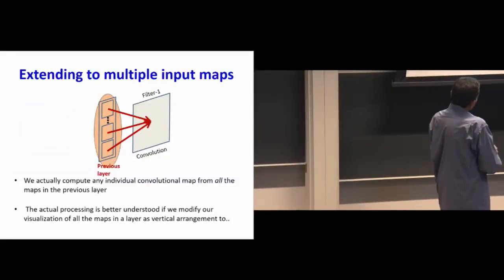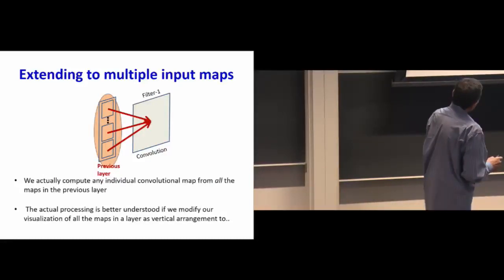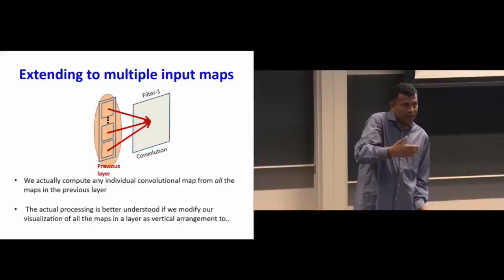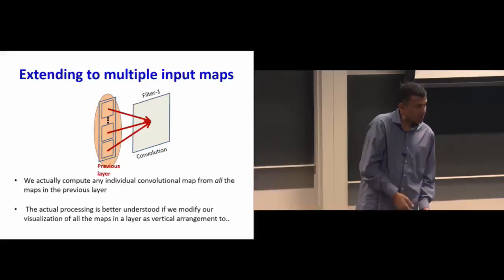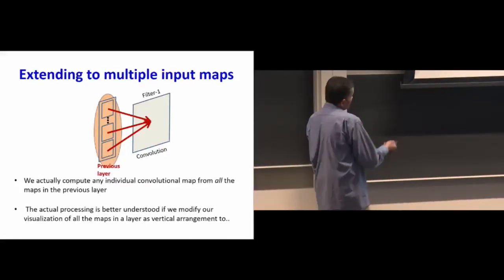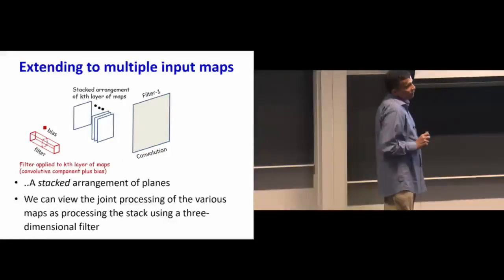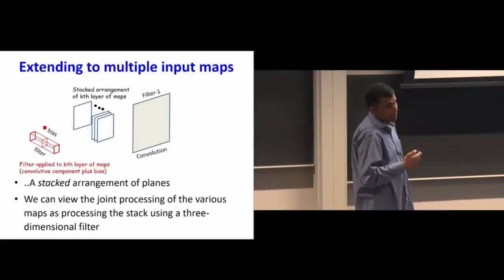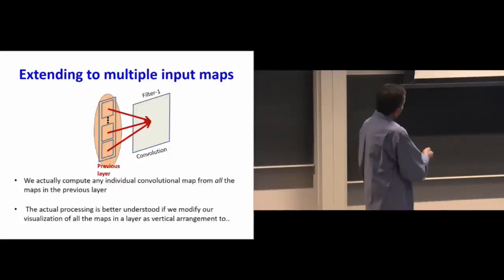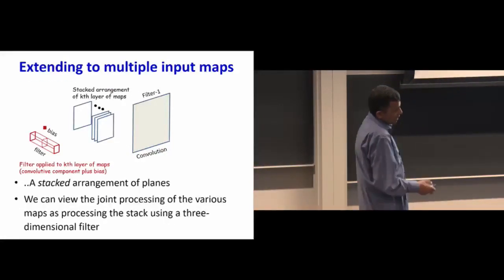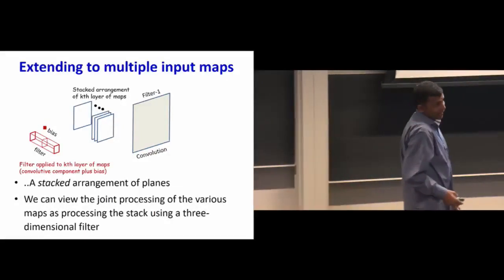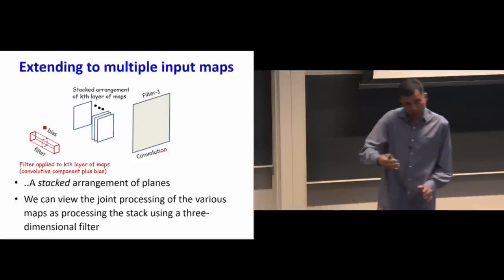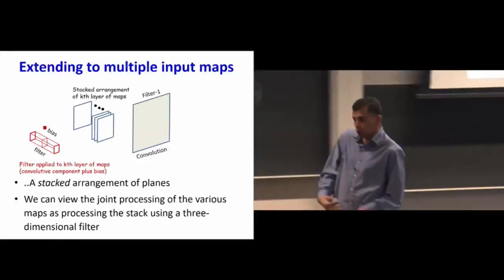So the actual processing is better understood now, because I'm arranging all of these one below the other, and that processing is sometimes not very clear to interpret. So this is a different illustration that is visually more meaningful. Instead of showing all of these one below the other, I can arrange them as a stack, in which case this becomes a three-dimensional structure. So all of these planes arranged one behind the other can be thought of as a cube.